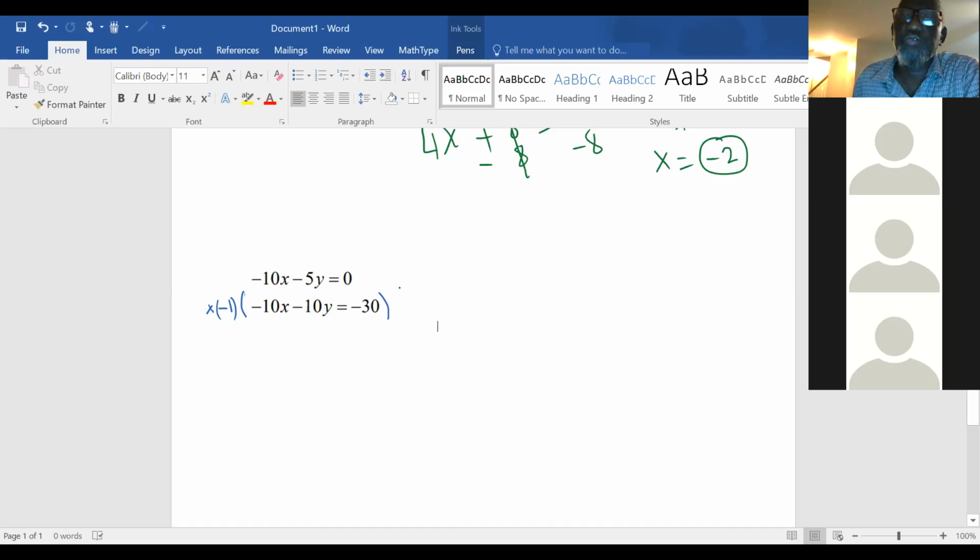But when I do so, I'm doing it to everybody in the second equation, not only to the first one, to all the 3 terms, you see? So the first one, I don't change it: -10x minus 5y equals 0. But look what happened to the second one. What is -10x times -1? Positive 10x, right?